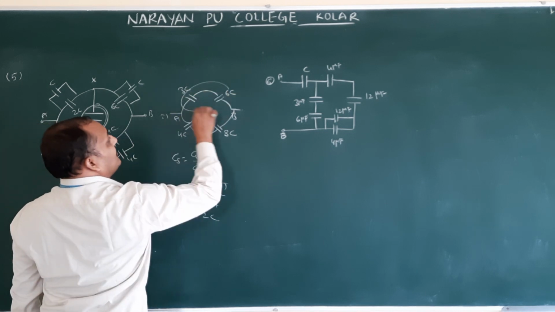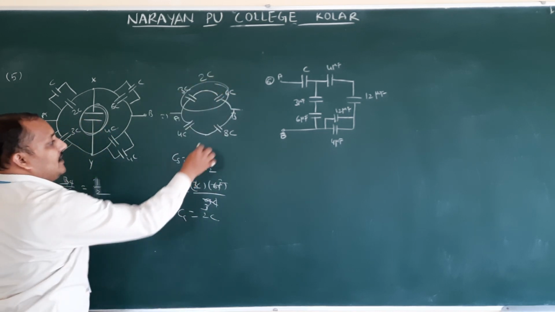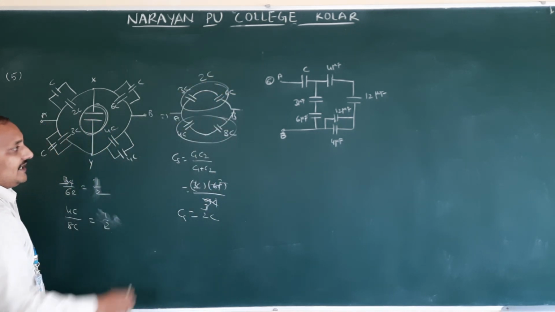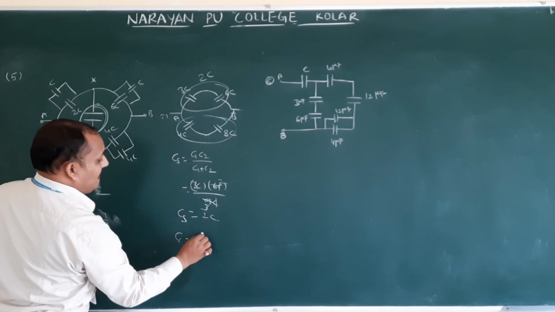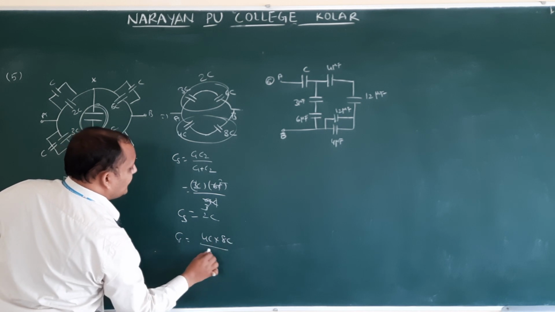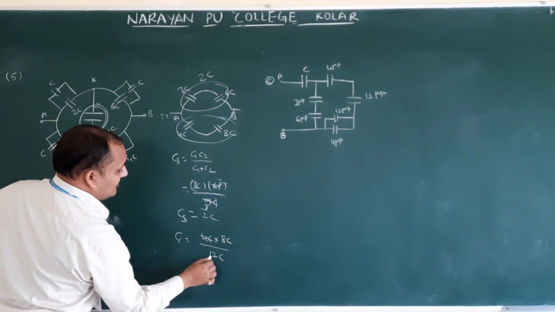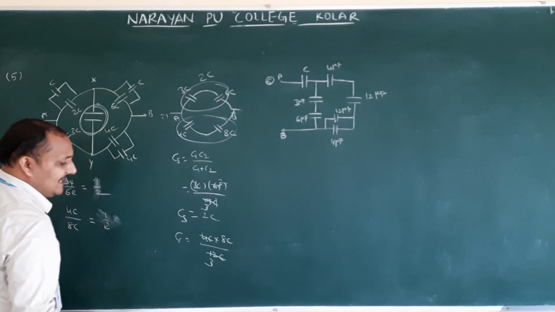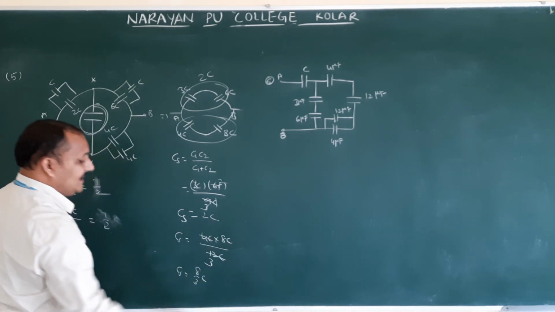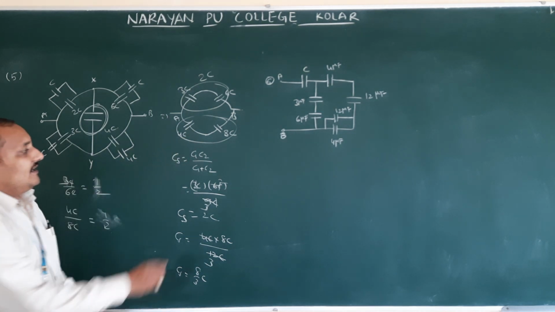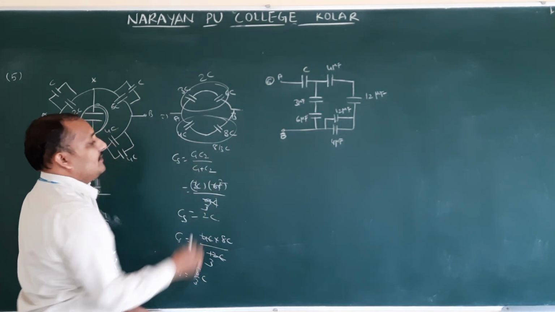Now in place of these two, how much will you get? 2C. Now in place of these two, how much will you get? Again these two are also in series. Series means what is the formula? 4C into 8C by 12C. So 12C means 3 times. Then Cs is equal to 8 by 3 C.